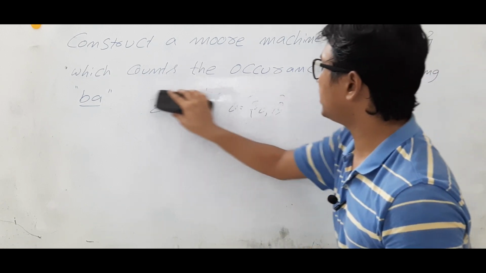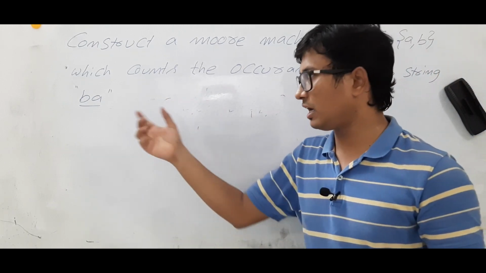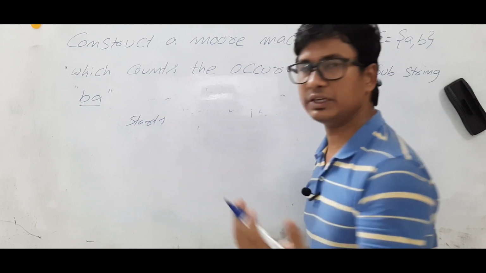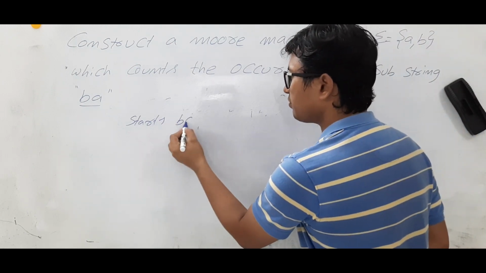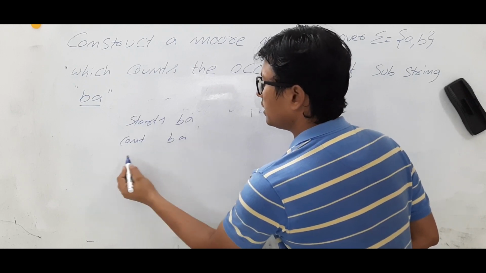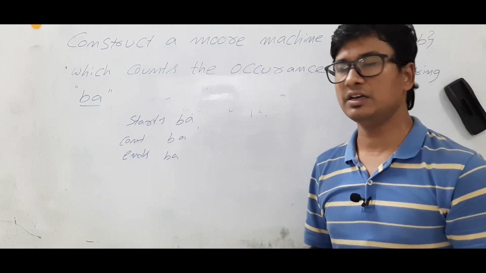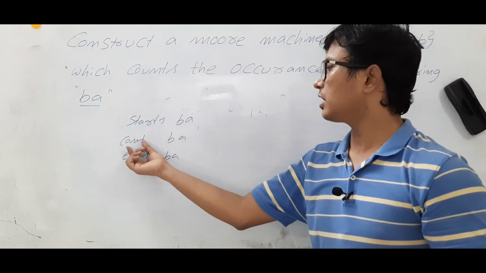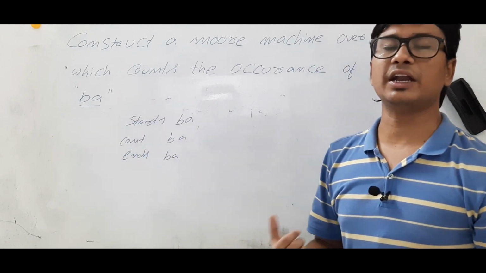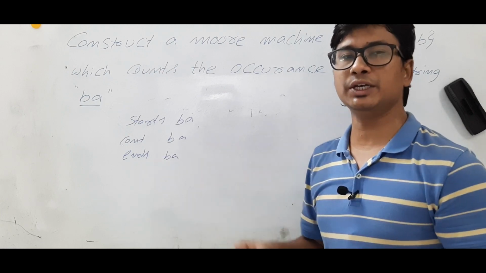Now, if I have a substring BA, I can construct a DFA that starts with BA, contains BA, or ends with BA. All these three variants of a DFA we have discussed. Is it clear? Starts with a substring, contains a substring, ends with a substring. Among these three DFAs, we need to find which is correct for this question. Then we will construct the corresponding DFA and make it into a Moore machine.